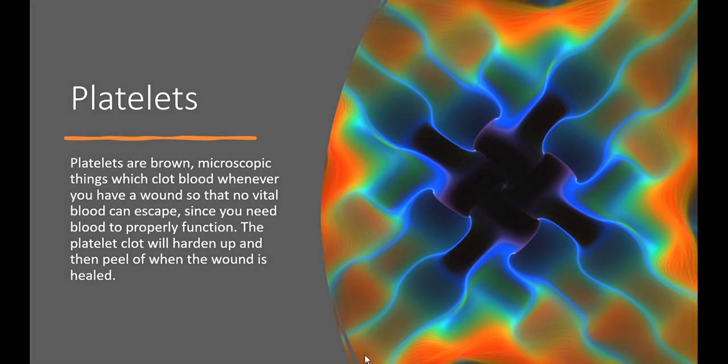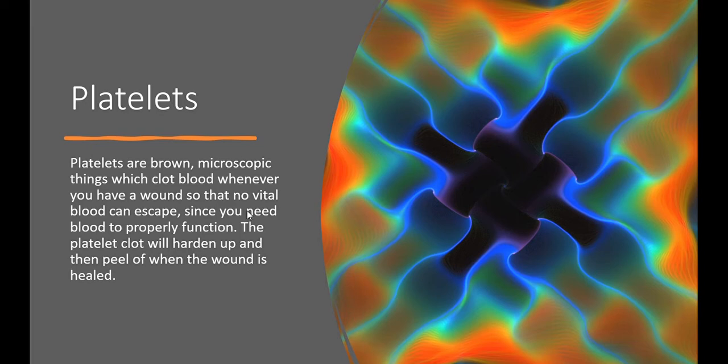Now next. Okay, platelets. Now, platelets are brown microscopic things which clot blood whenever you have a wound so that no vital blood can escape. Since you need blood to properly function, the platelet clot will harden up and then peel off when the wound is healed. Now, platelets and white blood cells make up 0.01% of the blood. I don't know what the other components of blood are, but the main ones are platelets, white blood cells, red blood cells, and plasma.